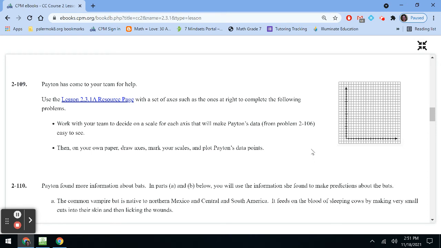Work with your team to decide on a scale for each axis that will make Peyton's data from problem 2-106 easy to see. Then on your own paper, you're going to draw axes, mark your scales, and plot Peyton's data points. So again, we're talking about this on your resource page.